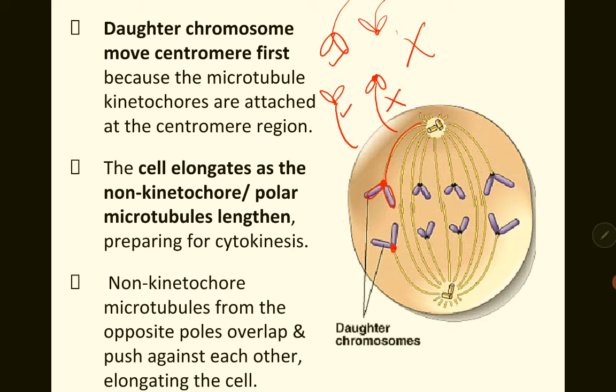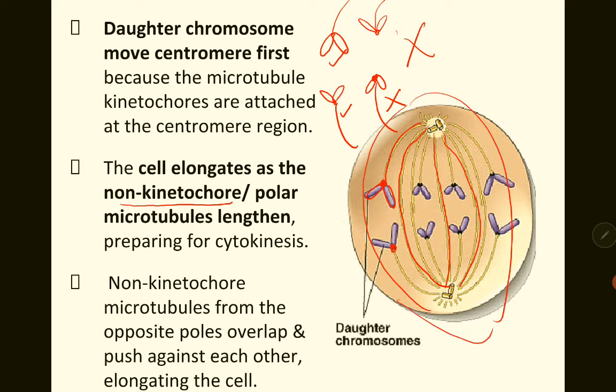So now the cell elongates as the non-kinetochore or polar microtubules lengthen. The microtubules which do not attach to the chromosomes are called non-kinetochore microtubules. So these non-kinetochore microtubules will lengthen and cause the cell to elongate. When the cell elongates, it is preparing for the cytokinesis process. Non-kinetochore microtubules from the opposite poles overlap and push against each other, elongating the cell.